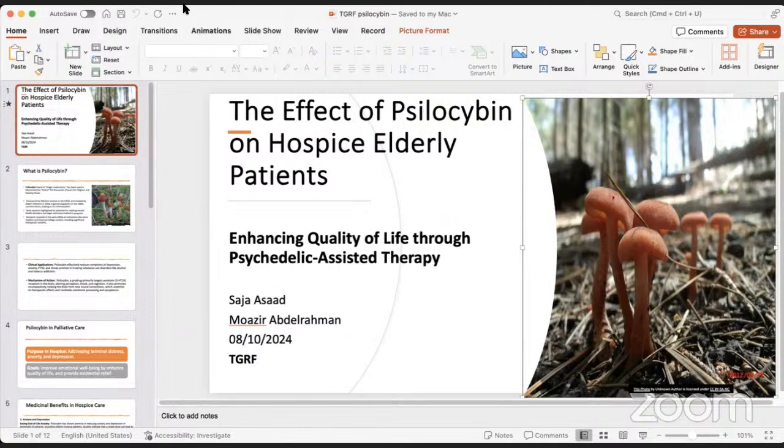Yes. Oh, perfect. So the effect of psilocybin on hospice elderly patients by enhancing quality of life through psychedelic assisted therapy.